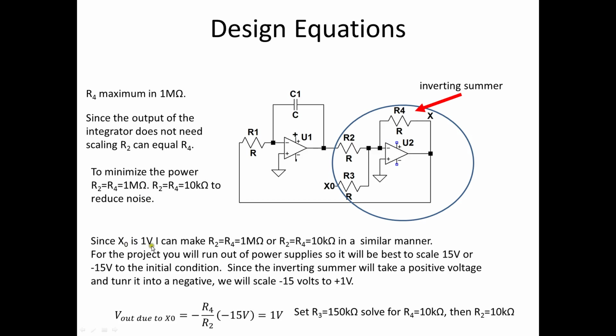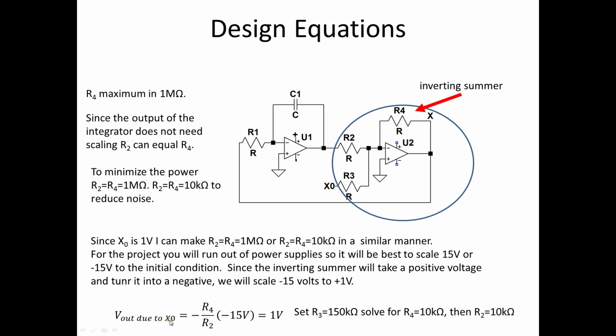Now X naught is 1 volt, and I can just hook up the power supply there and keep R3 equal to R4 and not scale it. The thing is, when you do that on multiple rows, you will run out of power supplies. So it's better to scale your 15 volts or your minus 15 volts to the proper initial condition. Since we're using an inverting summer, we can take a positive voltage and turn it into a negative, or we can take a negative voltage and turn it into a positive. So I'll take minus 15 volts, I'll put it here, and design R3 and R4 to give me 1 volt.